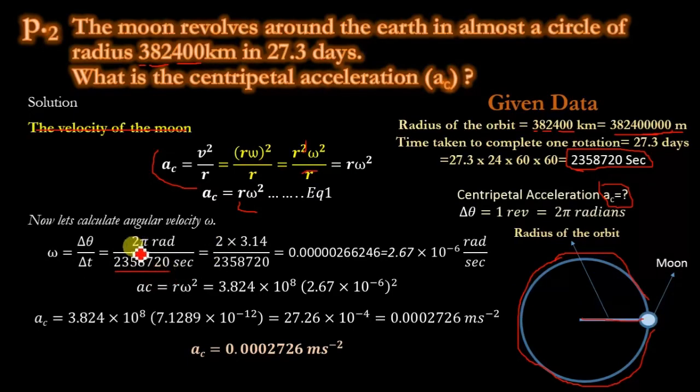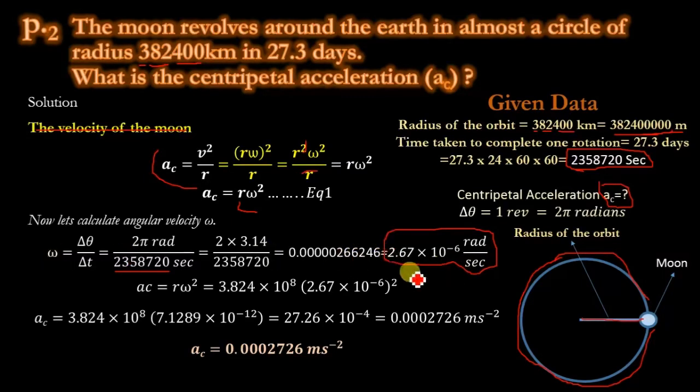Putting the value for del theta and del t, we get 2 multiplied by 3.14 divided by 2358720, which in turn is equal to 2.67 multiplied by 10 power minus 6 radian per second. And this is the value for angular velocity omega.